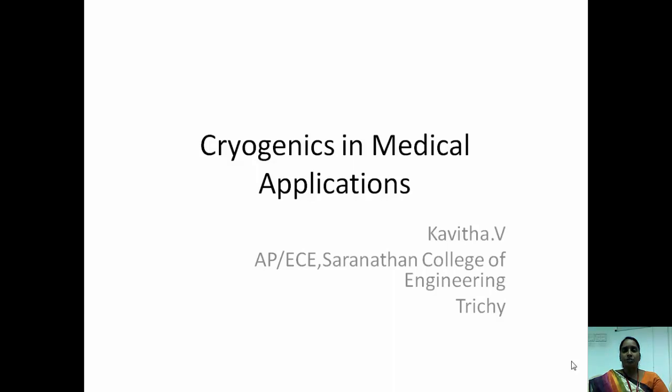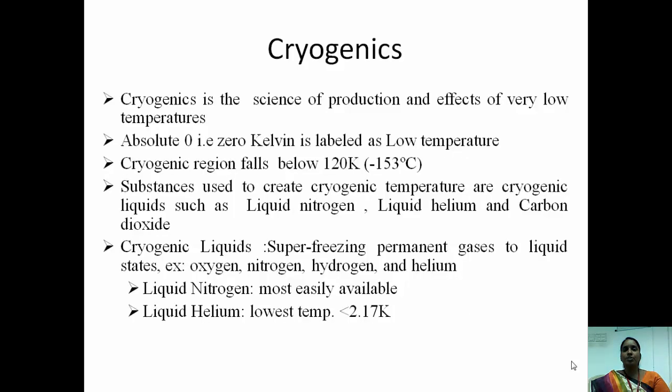Here we are going to discuss the topic called cryogenics in medical applications. Cryogenics is the science of dealing with very low temperatures. Very low temperature is actually absolute 0 degree Kelvin, whereas cryogenic temperature deals with temperatures below 120 degrees Kelvin. And the substances used to create the cryogenic temperature are called cryogenic liquids. Examples are liquid nitrogen, liquid helium and CO2.